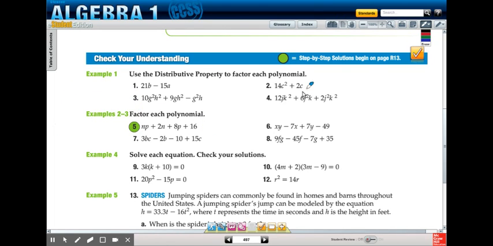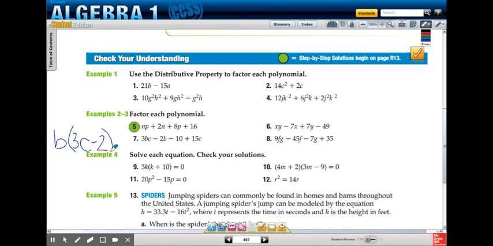Look at number 7. So in this one, the only thing these first two have in common looks like b. So I'm going to put b over here just because that's where I have room. And if I take the b away, I'm going to have 3c and the minus 2.